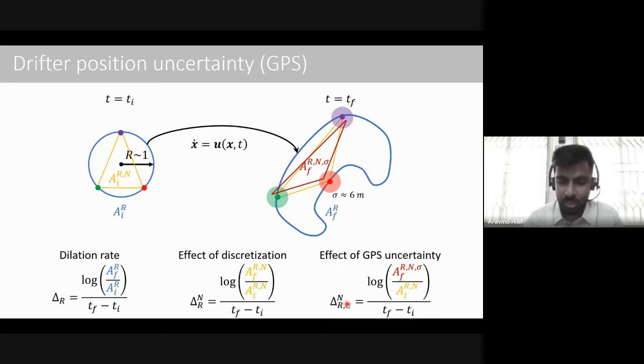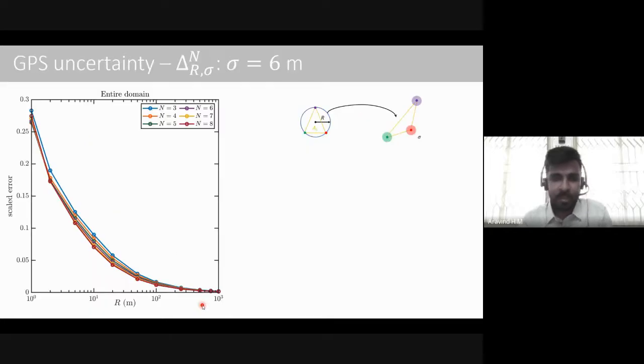Now, the first thing I wanted to know was how much error GPS uncertainty was introducing on top of the discretization error. So first, I look at the effect of this versus this. And if I plot that, we see that the trend has reversed. For larger R, we see very little error. And for smaller R, we see large magnitudes of error, around 30% error.